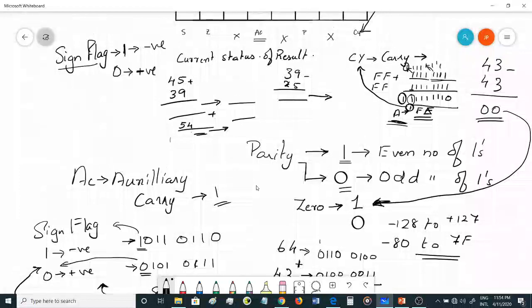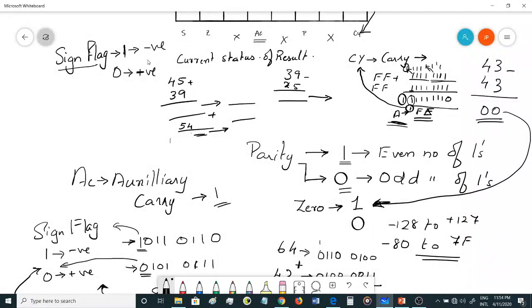Now this only applies whenever you are working with signed numbers. The processor doesn't know whether you are working with signed numbers or unsigned numbers. It always copies the MSB of your result. It doesn't check whether you are working with signed or unsigned numbers, neither do we tell the processor which we are using. So the processor will always copy the MSB of your result. It is our duty to decide whether we want to check the sign flag or not.